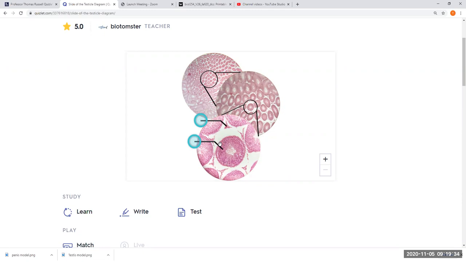The seminiferous tubule is where spermatogenesis occurs. If you look just along the perimeter, you see darker dots. Those are the spermatogenic cells called spermatogonium cells. They're diploid, and they will start to migrate from the perimeter towards the middle of the tube. And they undergo meiosis as they're moving through the tube. They go through meiosis one, then meiosis two.